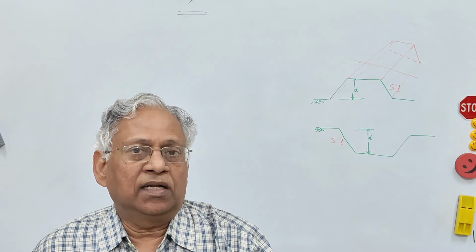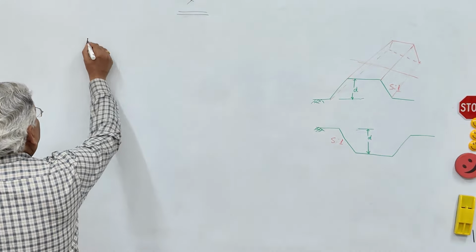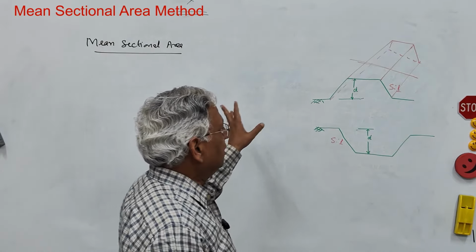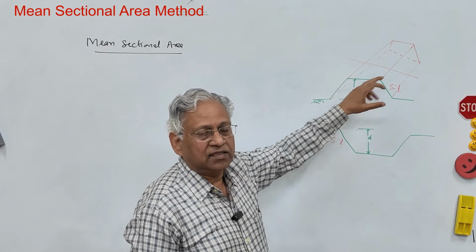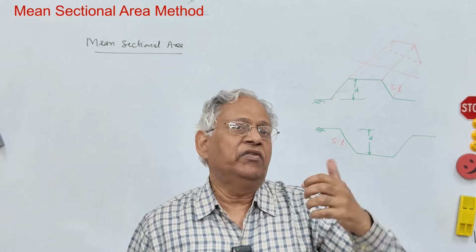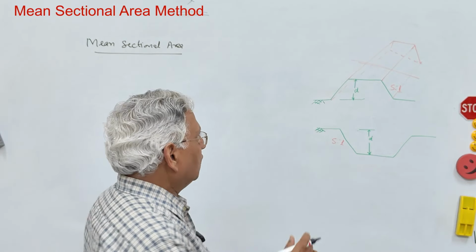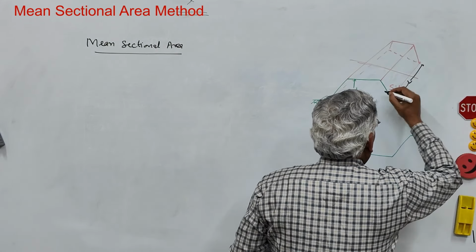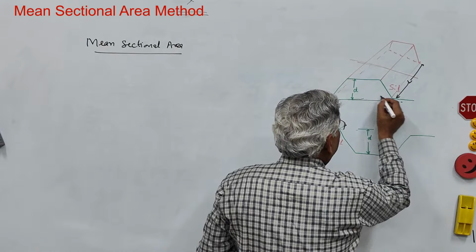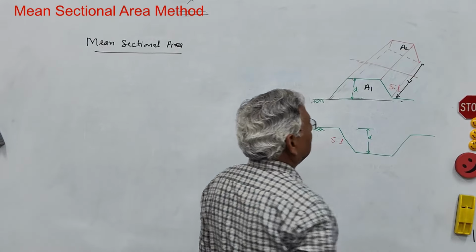Today I will tell you another method, that is the mean sectional area method. Now here, instead of taking the average depth at the center of the chain length, we consider the average of two areas. So you have a chain length of, let us say, L, and this is area 1 here, and that is area 2 here.